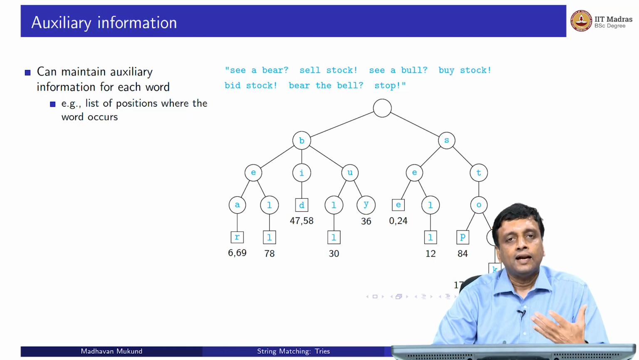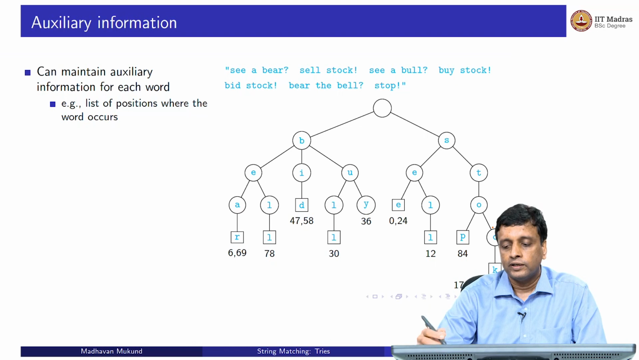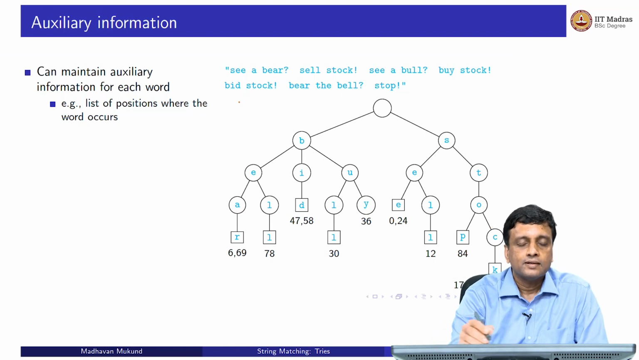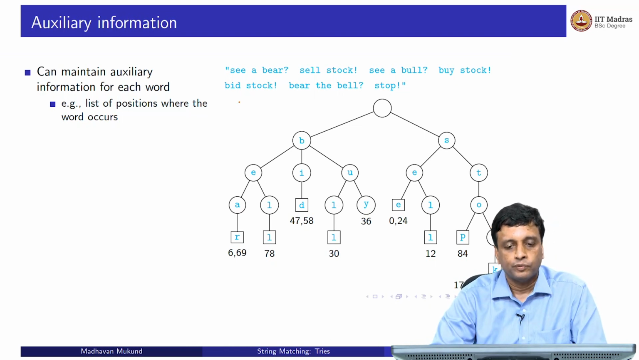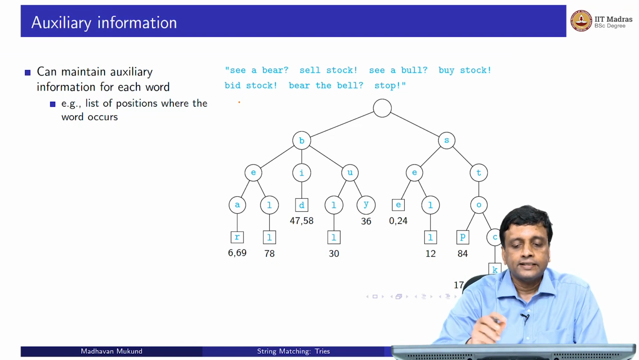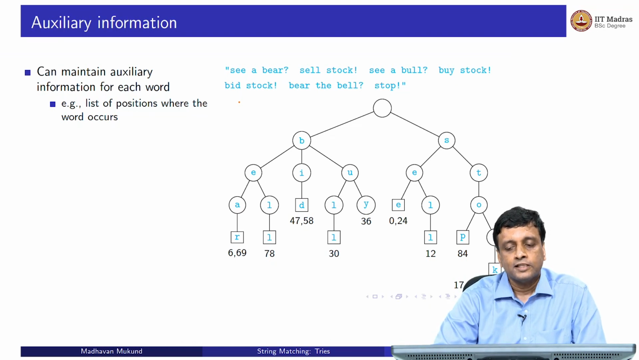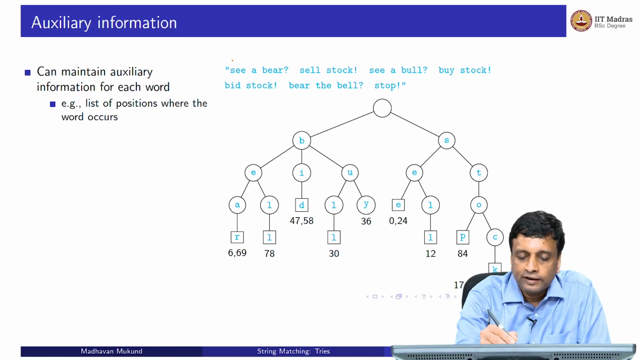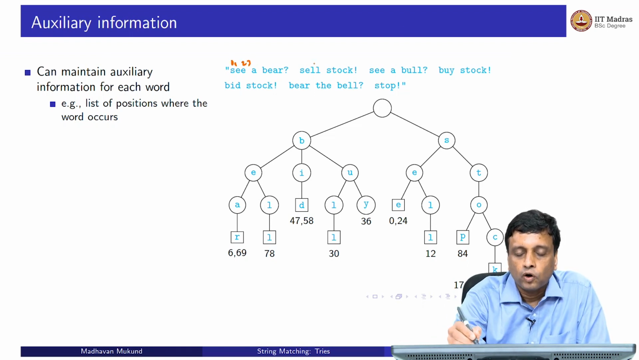So this is a vanilla trie, right? The vanilla trie just keeps track of the words that we have. Now you could use this trie to keep more information. So supposing these words were actually drawn from a sentence rather than a set of words. So here is the sentence: see a bear, sell stock, see a bull, buy stock. So in this we have positions, right? So we can have 0, 1, 2, 3 and so on, right?